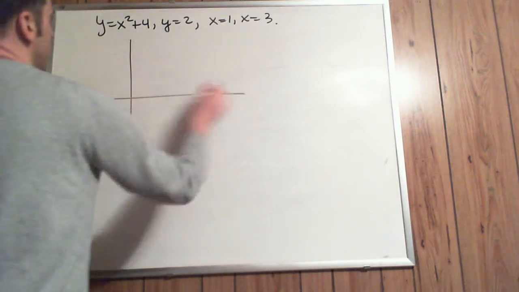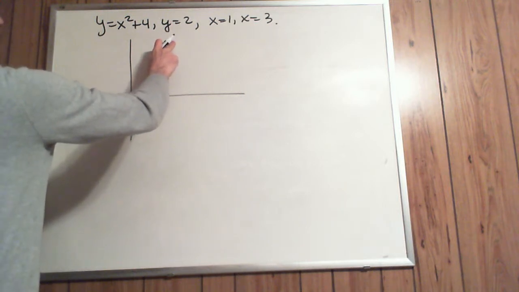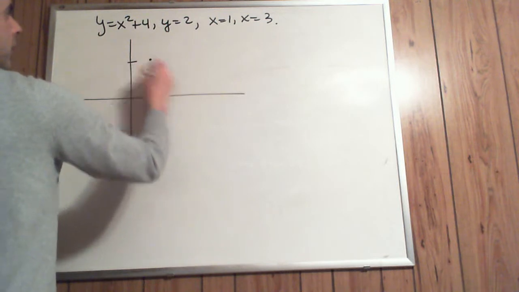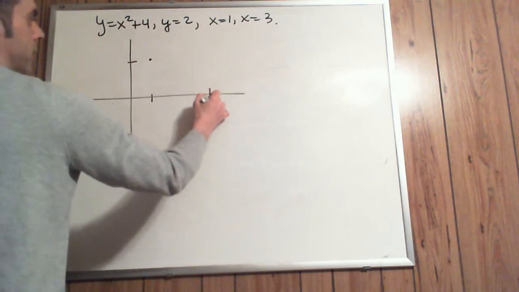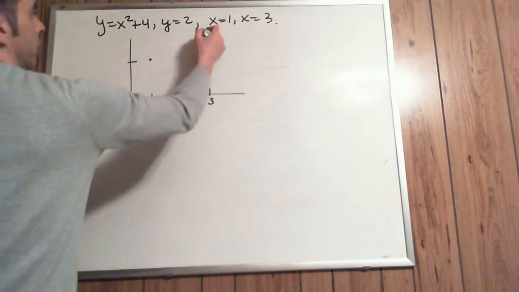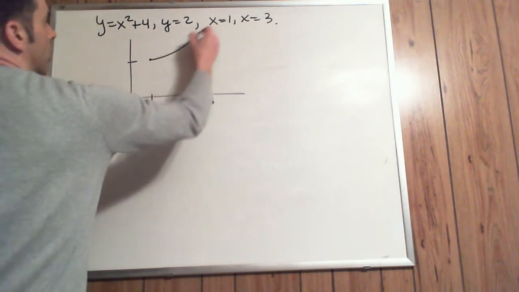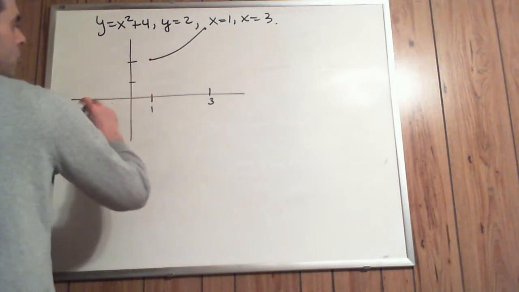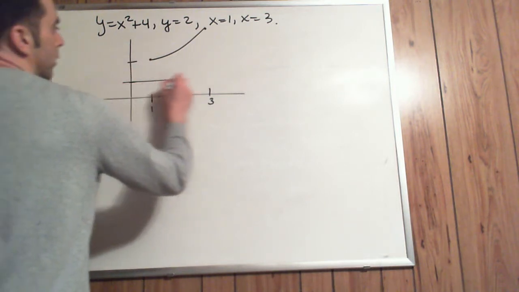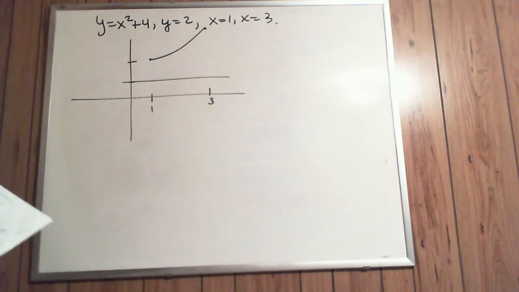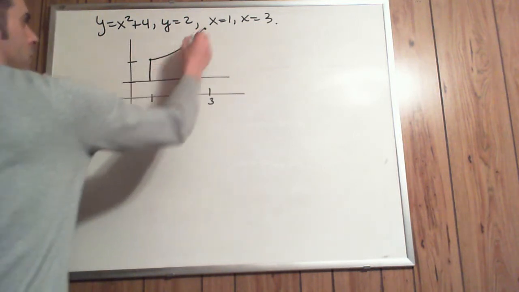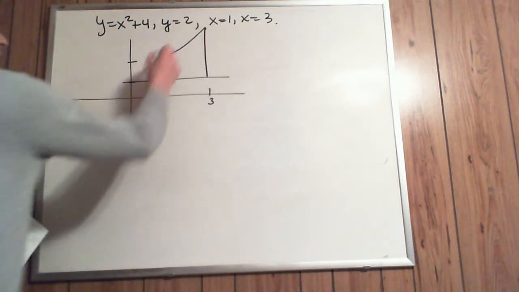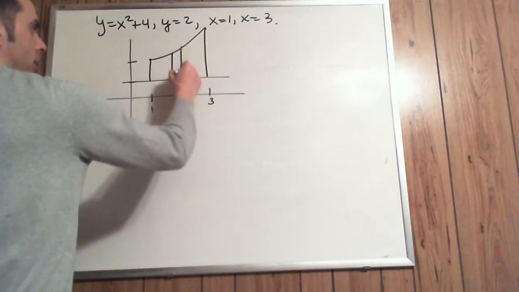So if you graph this, when x is 1, you get 5. And when x is 3, you get 13. You know, this is 1, and this is going to be x squared plus 4. And then this is y equals 2, say, right here. And we're going to go from x equals 1 to x equals 3. So there's my region.